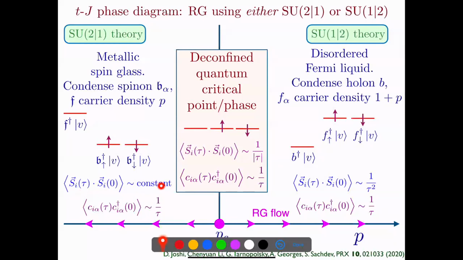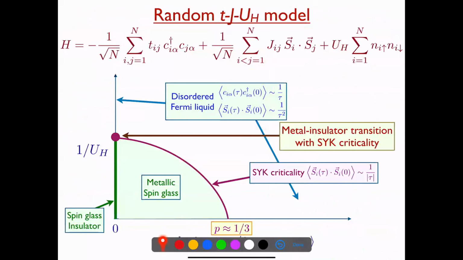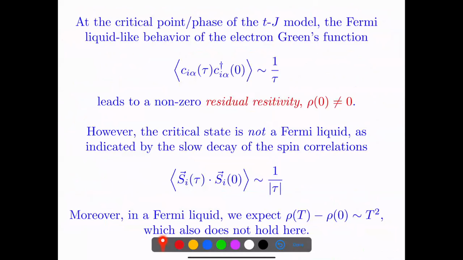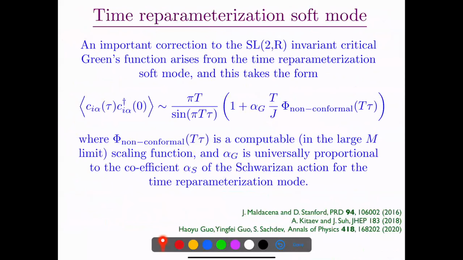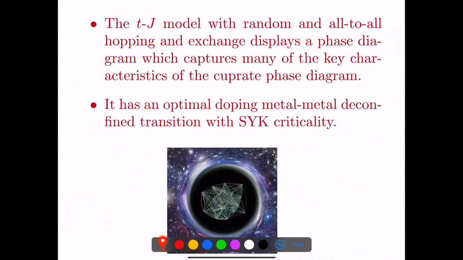All right, so that was all rather quick, but that's basically the end of my talk. I won't say anything about linear resistivity. There's also a way in this model to get linear resistivity involving something that comes out of SYK analysis called the time parameterization soft mode, which you can read about in these papers. Okay, so to conclude, the TJ model with random and all-to-all hopping and exchange displays a phase diagram, which I just showed you, which captures many of the key characteristics of the cuprate phase diagram.